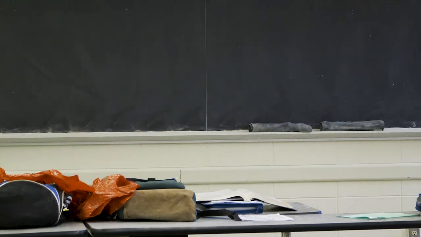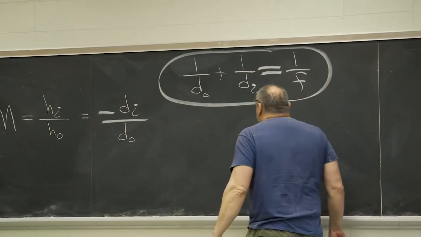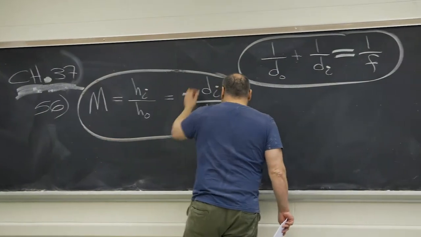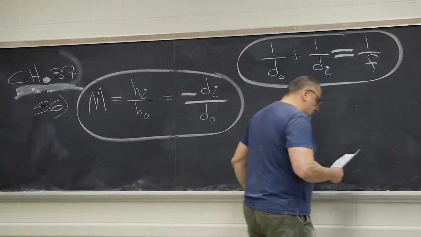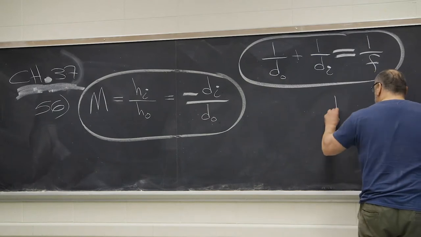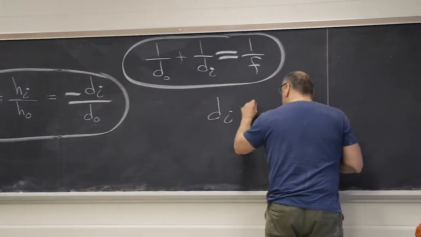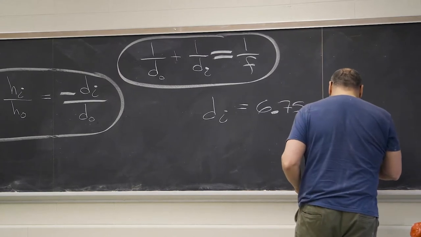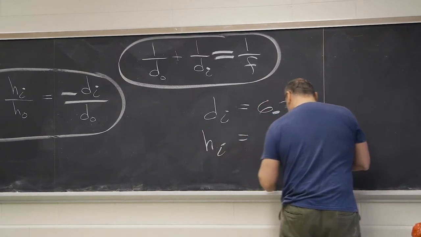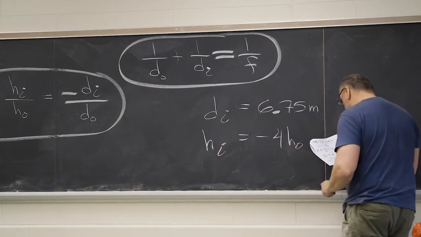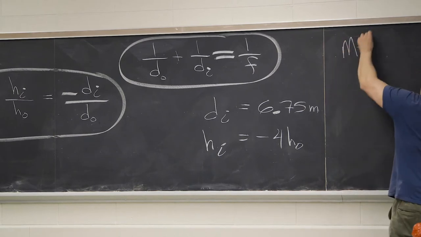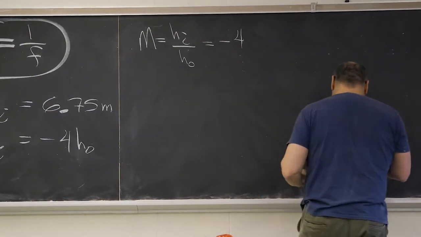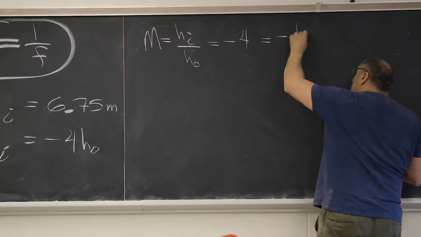This is the mirror equation, which is also going to be the lens equation, using lenses. So mirrors are lenses. You're basically getting that equation. Magnification is like this, I for image, O for object. They are telling us that DI is 6.75 meters, HI equals negative 4 HO. Magnification, we have said, say it again, is negative 4, which is equal to negative DI over DO.